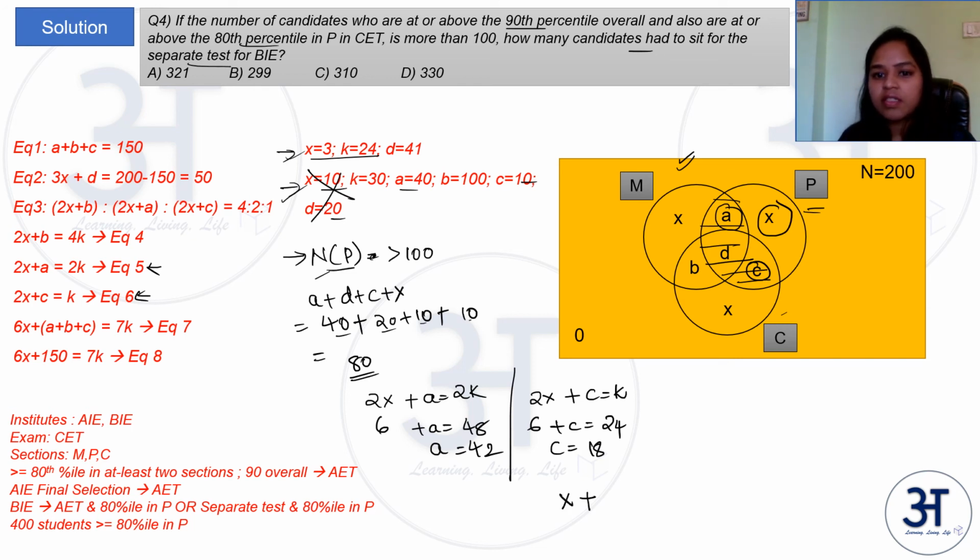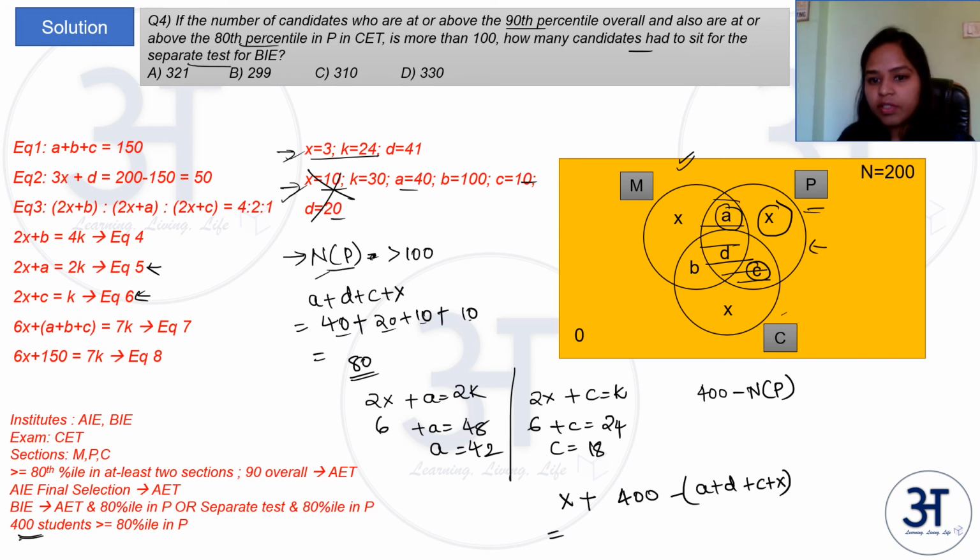separate test, plus there are 400 students who are greater than or equal to 80th percentile in P. So whatever this number is, 400 minus n of P, are those students who are greater than or equal to 80th percentile in P, but do not have greater than 90th percentile overall. So even those students will be eligible for the test conducted by BIE. So it is x plus 400 minus, what is n of P? N of P is A plus D plus C plus x.